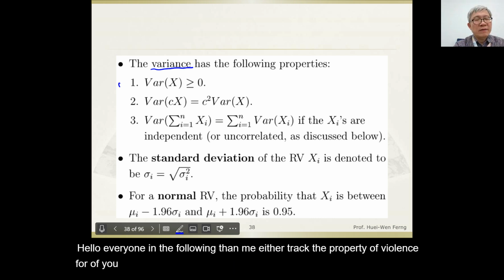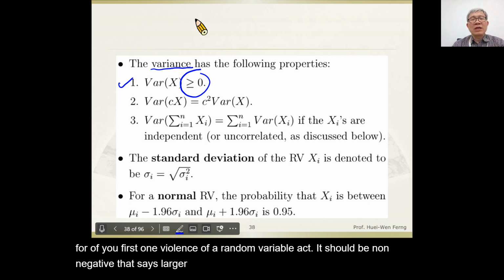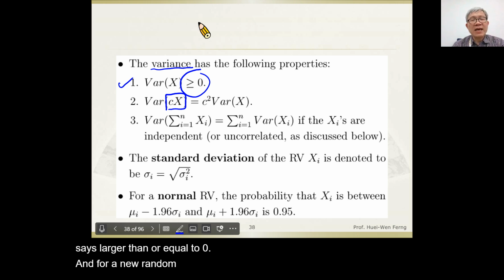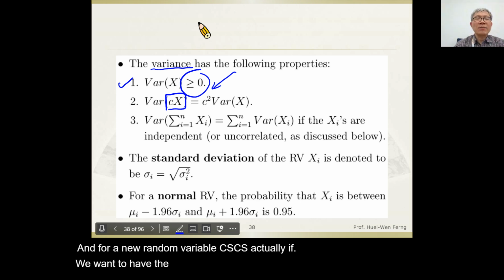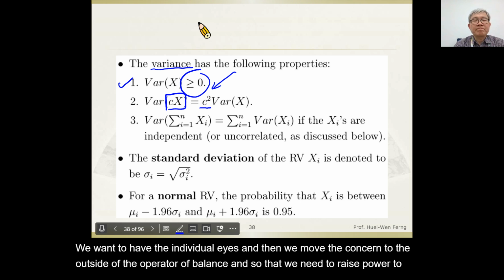First one, variance of a random variable X should be non-negative, that says larger than or equal to 0. And for a new random variable cX, we want to have for the individual X, and then we move the constant to the outside of the variance operator, so that we need to raise the power to 2 for c.